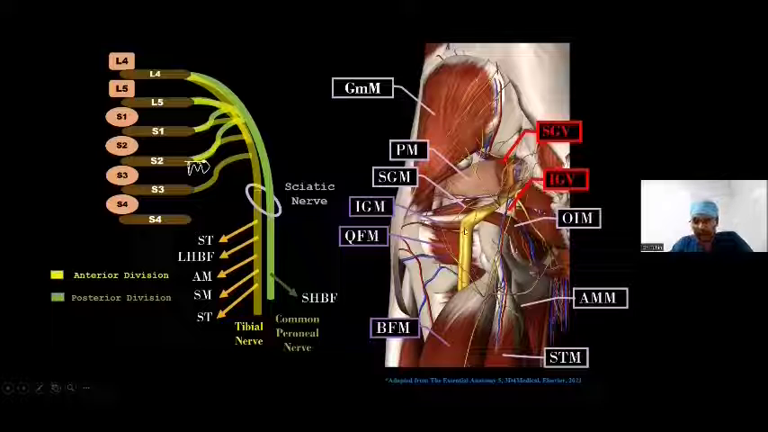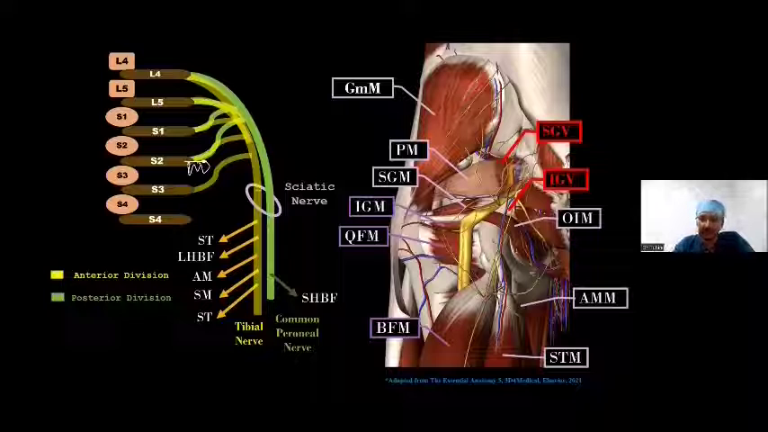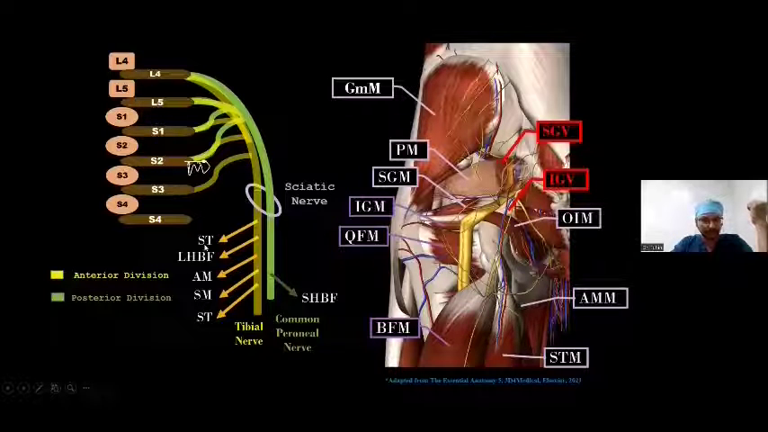Then it travels between the greater trochanter and the ischial tuberosity. It enters the posterior compartment of the thigh on the lateral side of the biceps femoris muscle. Then it travels up to the lower third of the thigh, where it diverges into the tibial and the common peroneal nerves. It gives numerous branches to the hip joint, knee joint, and ankle joint, and also supplies the muscles.